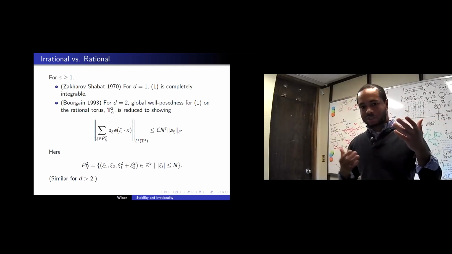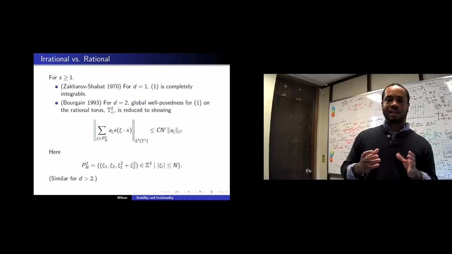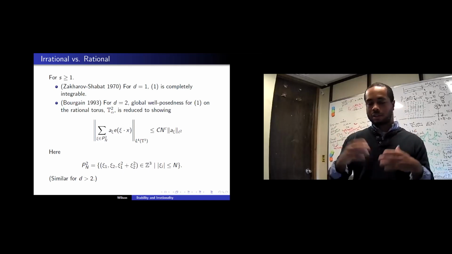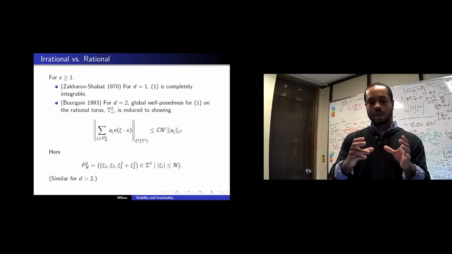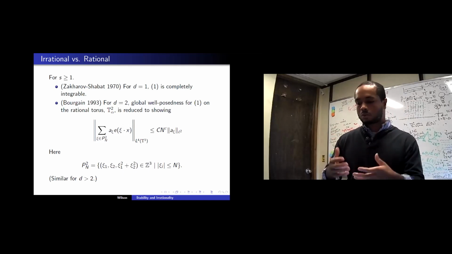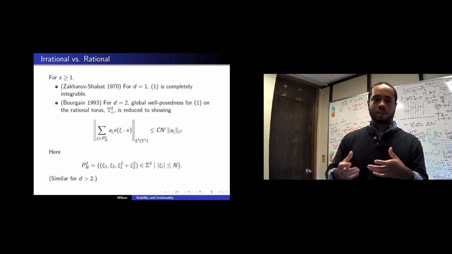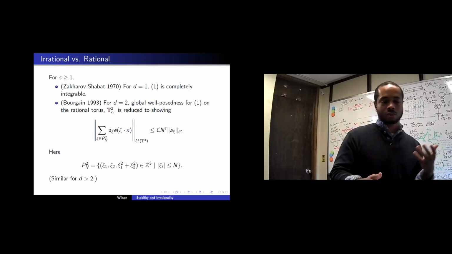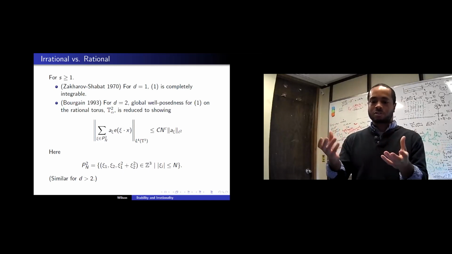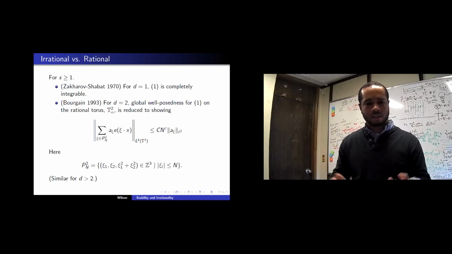I think it's a little bit weird, and we'll see, that for a very long time there was no way to, and it's an interesting curiosity that there was no way to actually very simply rewrite or deploy the tools that Bourgain showed in 1993 to prove well-posedness when your torus, or where your physical space, is merely rescaled in this kind of funny way.